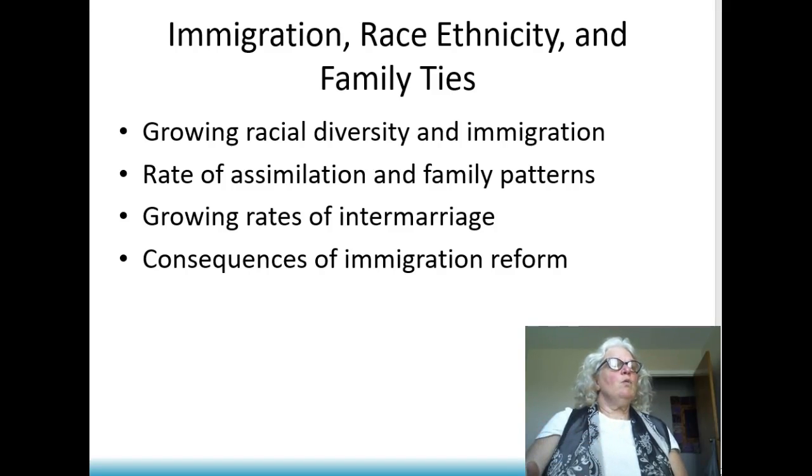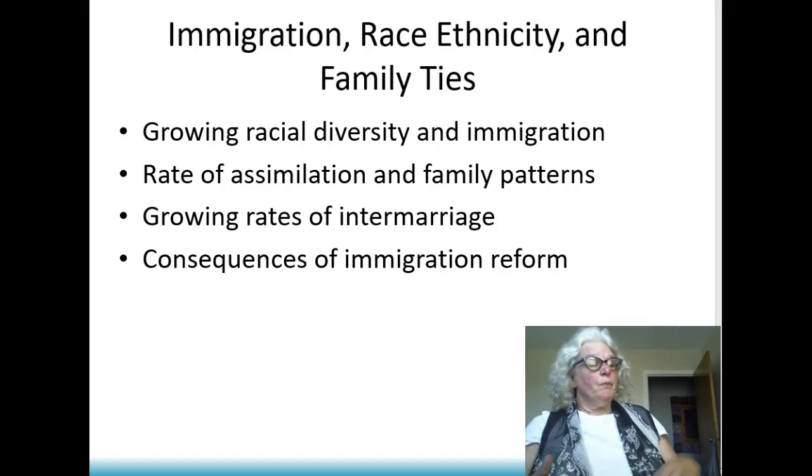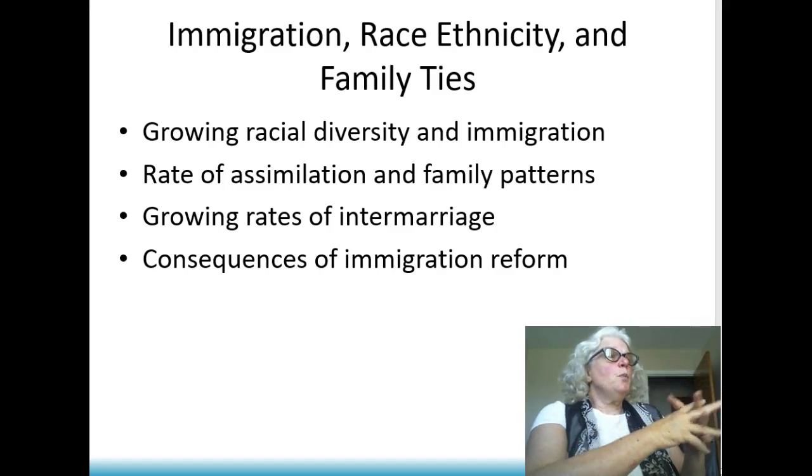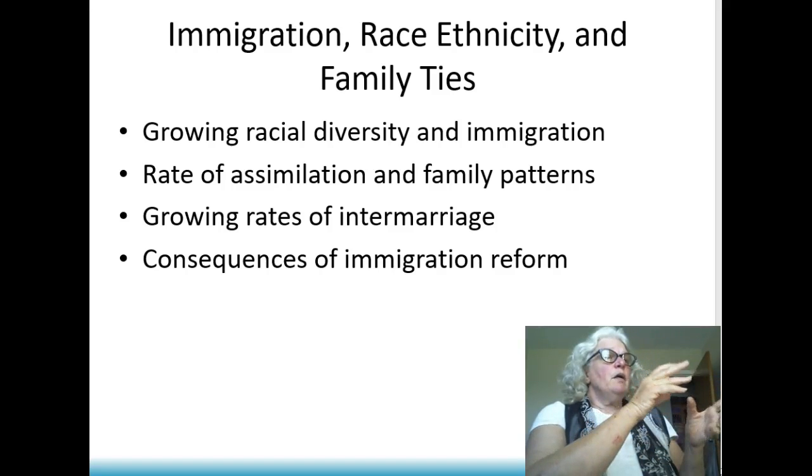We have a growing rate of intermarriage, and it's important. Remember when you planned a wedding? In class, they were actually assigned racial intermarriage or multiple different couples as they explore this. And it makes a difference in how we see society and the outcomes within it.